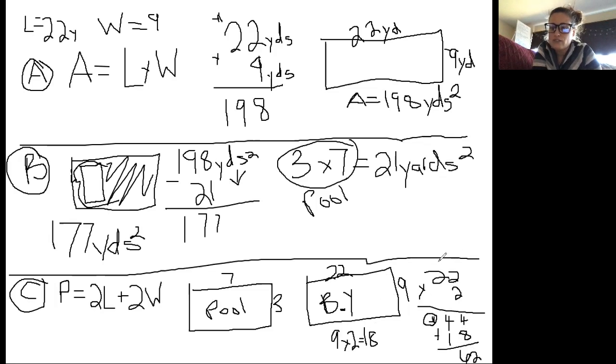Okay, so we have 2 lengths and 2 widths, so we know that the perimeter of this one over here is 62. And now we need to find the perimeter of the pool. So we're going to have 7 times 2 is 14. And 3 times 2 is 6.